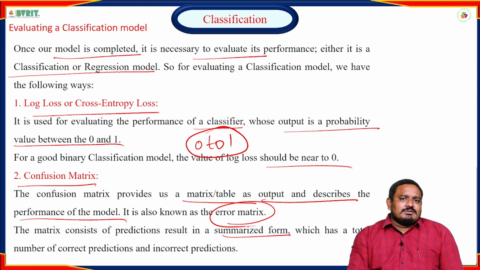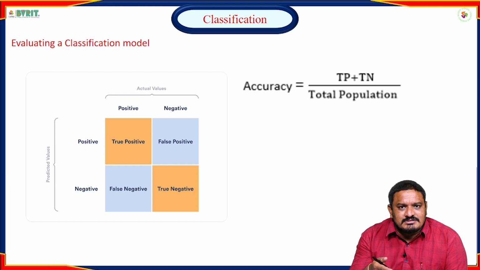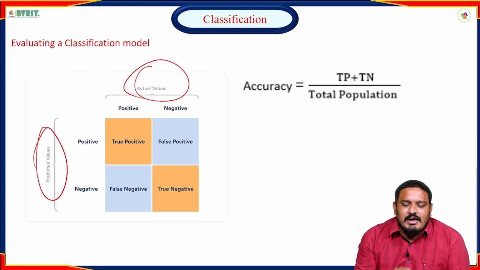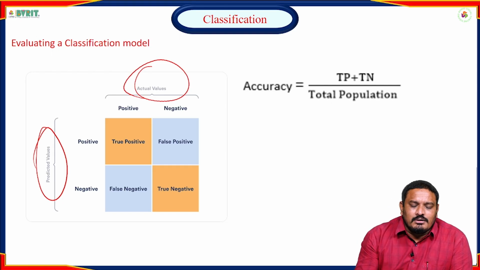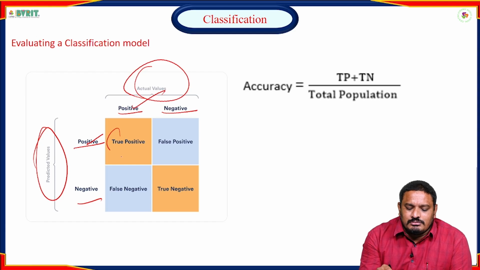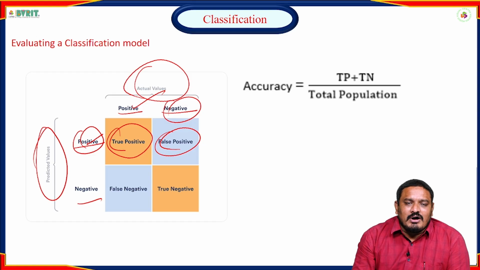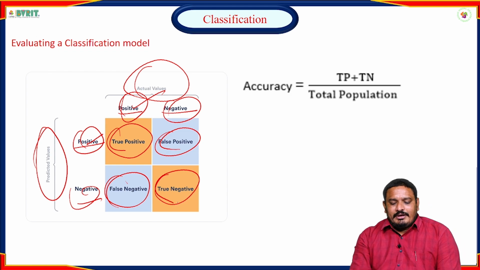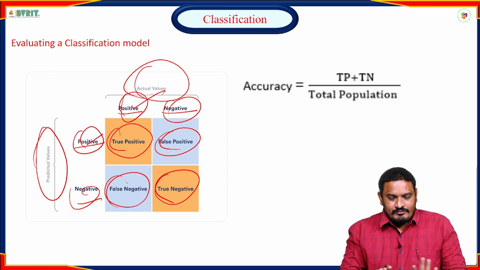What is the confusion matrix? See this diagram. For the classification model, the confusion matrix is like that, with the predicted values and the actual values. Here there are 4 parameters. Positive-positive is called a true positive. Positive-negative is called a false positive. Negative-positive is called a false negative. Negative-negative is called a true negative. This is the confusion matrix.